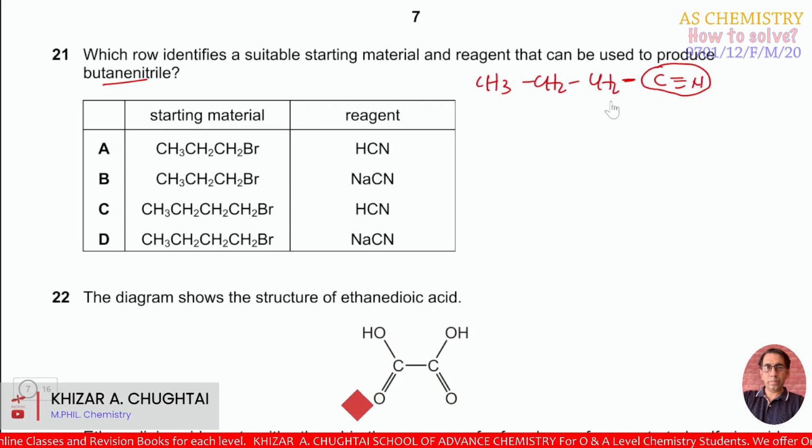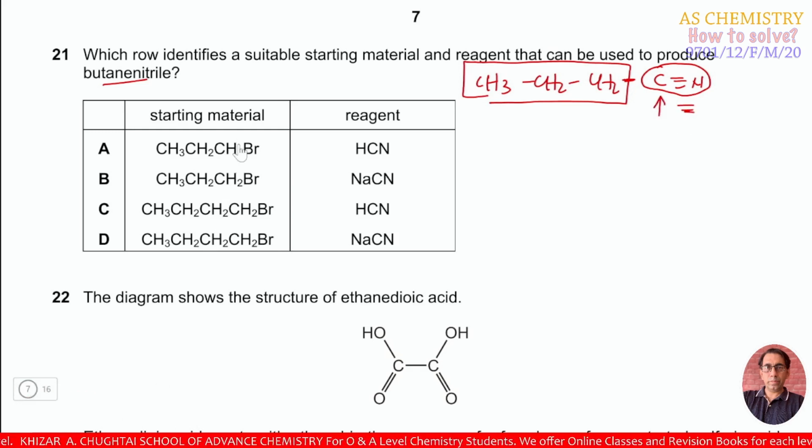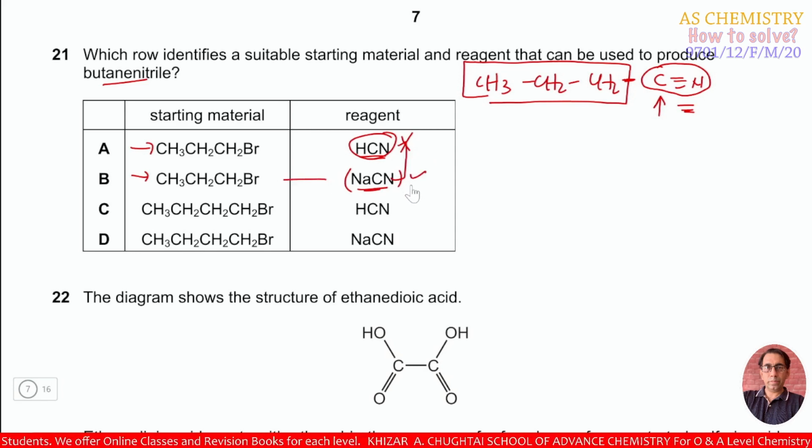So in this case, you can say that there must be 3 carbons in the haloalkane. 1 carbon comes from the nitrile group, and with 3 carbon haloalkanes, either A or B should be the correct answer. But in this case, the reagent must be a group 1 cyanide, not HCN. HCN is used for aldehydes and ketones. So NaCN, or potassium cyanide, is the appropriate reagent, and the haloalkane must have 1 less carbon. Overall there are 4 carbons, so a 3 carbon haloalkane should be there. So B is the correct option.